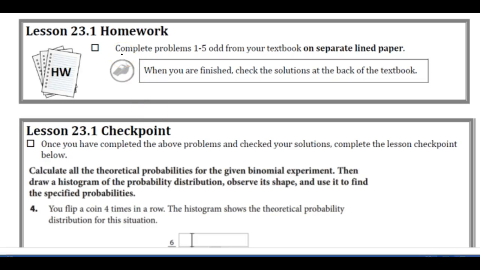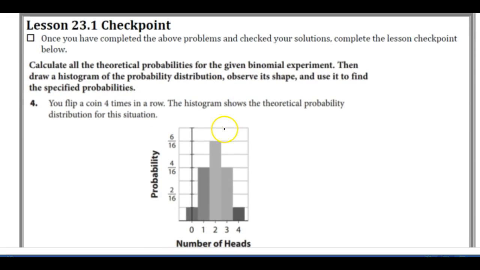Alright, so we made it to the homework section of this packet. So it says 23.1, we're going to do 1 through 5 odd, and that's 1, 3, and 5 from your textbook. In addition to those, they want you to do a few more problems from 23.1's checkpoint.